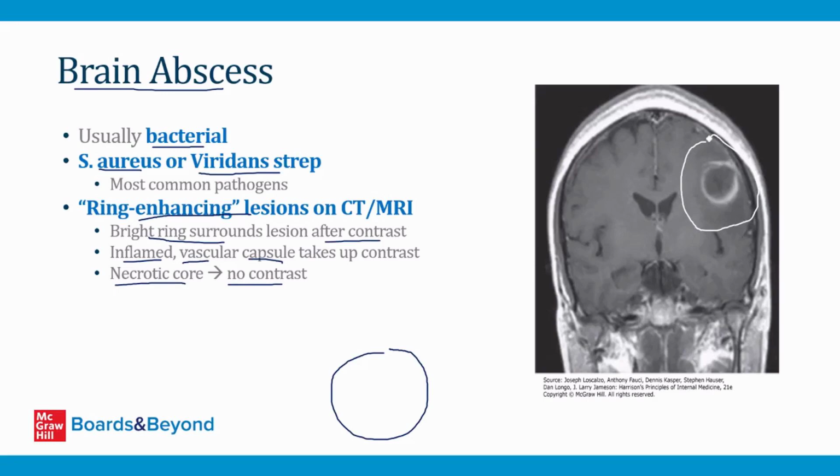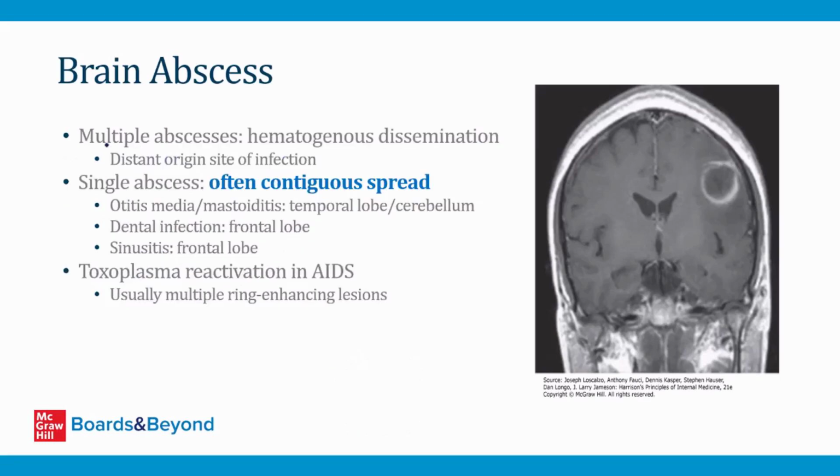There are other causes of ring-enhancing lesions besides brain abscesses. This is a big topic beyond the scope of step 1, but you should know that a brain abscess can cause this finding shown on this slide. So some patients have multiple brain abscesses, and this usually occurs when there's hematogenous dissemination of bacteria. So you have a distant site of bacterial inflammation, it spreads via the bloodstream, and it starts growing in multiple spots in the brain, and you get multiple abscesses in the brain.